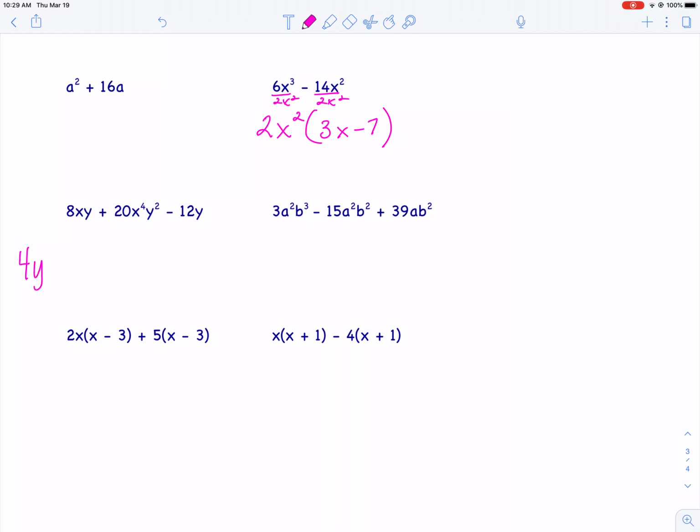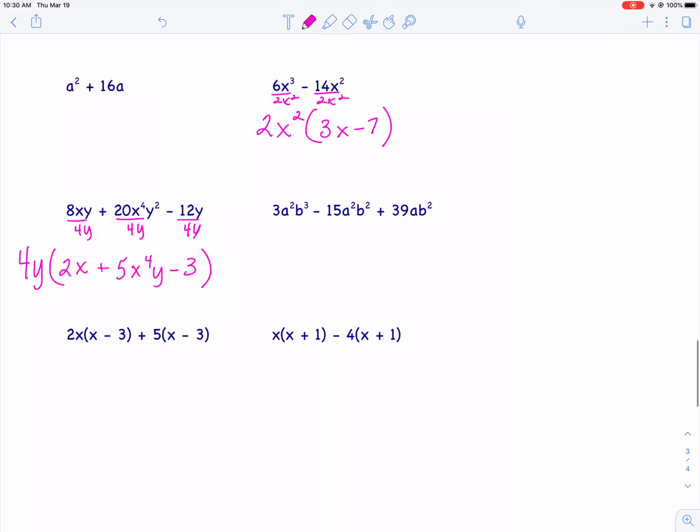But I can pull out a y. They all have a y in common. The middle one has a y squared, but the least exponent would just be y to the first. So now if I divide each of these by 4y, the GCF, I would have 2x, the y's divide out, plus 5x to the fourth, y, minus 3, because the y's divide out.